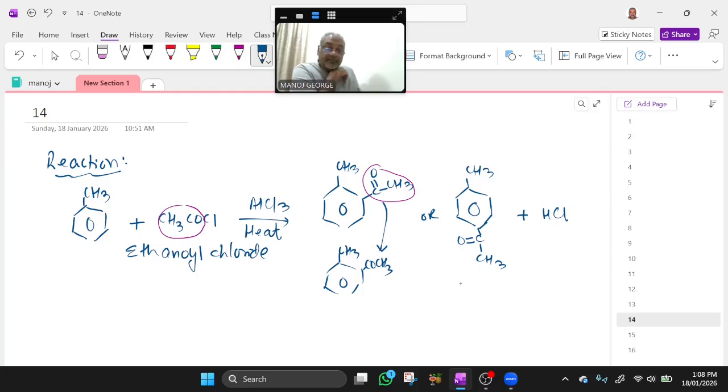Normally, this can be written in a condensed form. You just have to get familiar with it. So you can just write this as COCH3 also. It's fine.